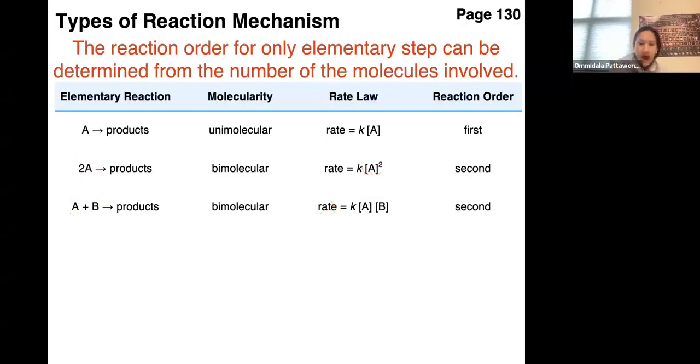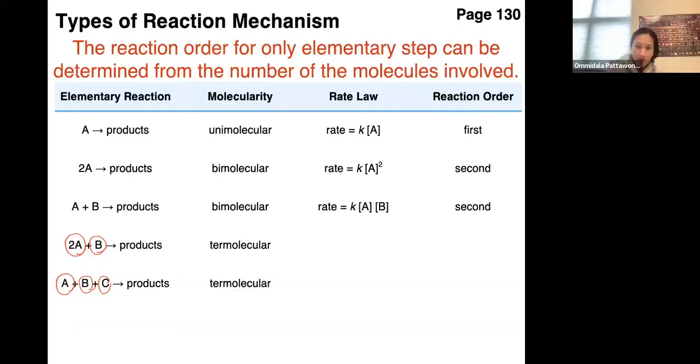Now, if you have three molecules involved in an elementary step, for example 2A and 1B, or A, B, C, or 1A and 2B, all of these are called termolecular reactions. The rate expression for this is going to involve all of those molecules in the elementary step. This one has 2 of A, so we have [A] squared multiplied by [B]. This one involves each of these, so you multiply each one of those.